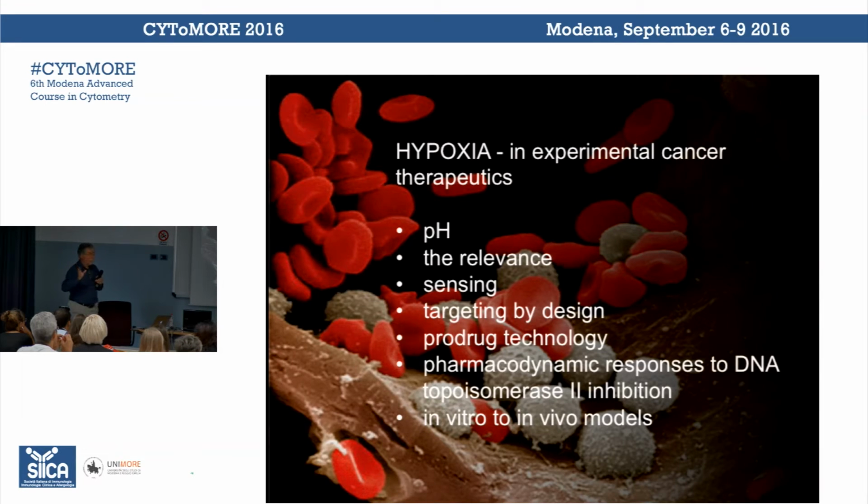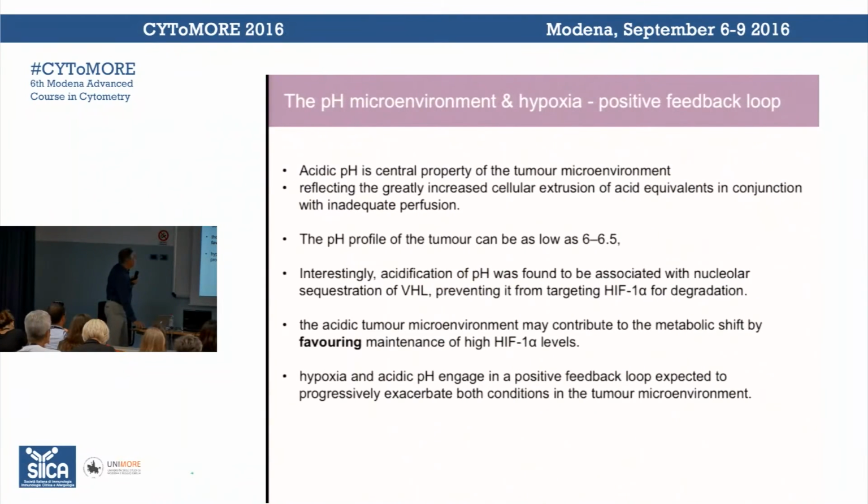So really, hypoxia is linked with pH control in the cell, and also the extent of vascular access. I want to quickly touch on the relevance, the sensing of it, how you can target it by design, by prodrug technology, in particular targeting DNA topoisomerase within the cell as a cell cycle target, and some of the in vitro and in vivo models. So I'll quickly go through this because you should understand this, because it's one of the basic things in biology, and I'm sure you do.